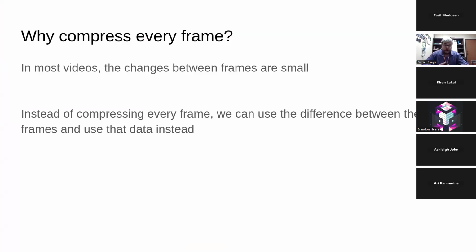And that's true for a lot of video. In most videos, the changes between frames are very small. So instead of compressing every frame, we can use the difference between the frames and use that data instead. Similarly, for this video being transmitted to you, the compression takes advantage of the fact that my slides are the same from frame to frame. The majority of the background behind me is the same. It's just my animated self, which is giving the codec a little bit of a headache.